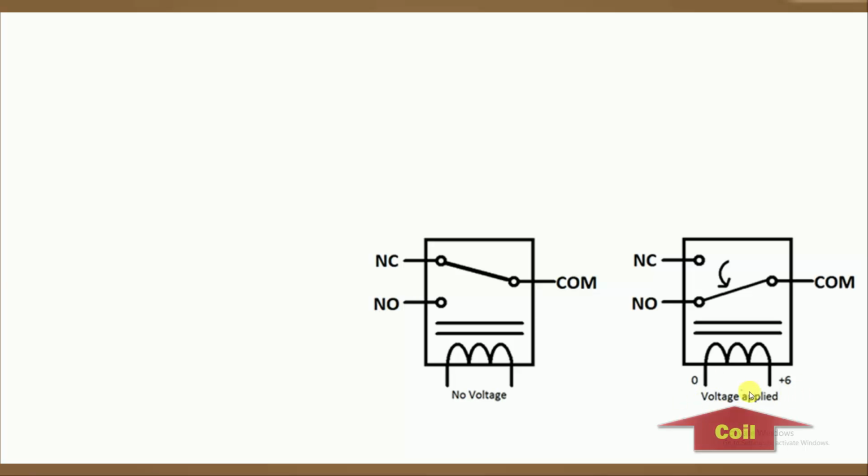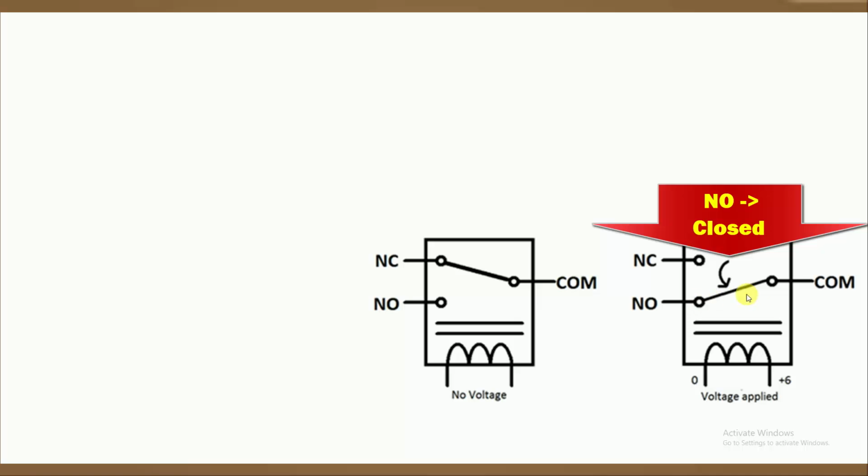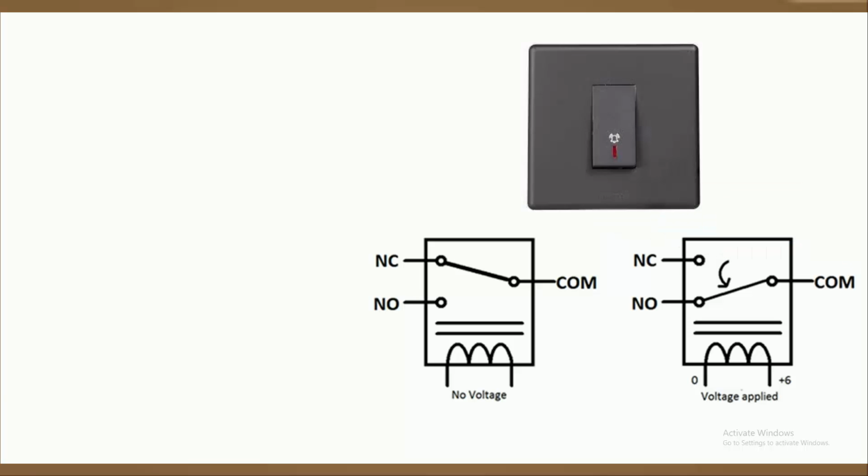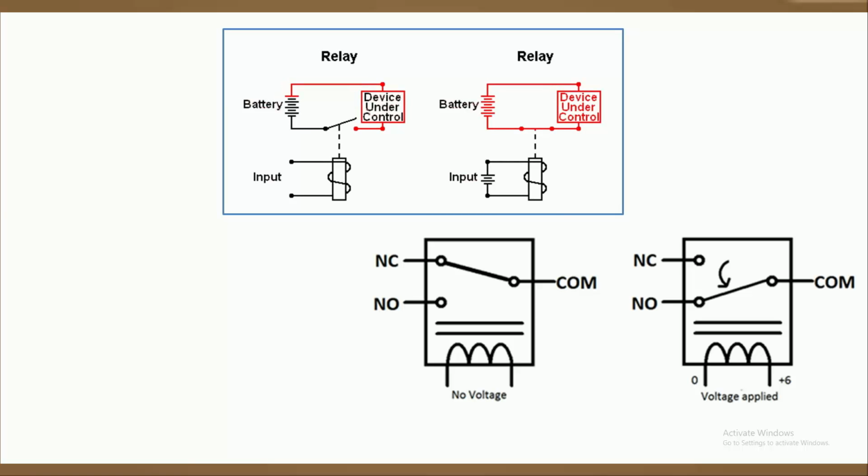Now you can see this common terminal is connected to NC. Now when I energize this coil or voltage is applied to this coil, now this voltage may be 5 volts, 9 volts, 6 volts, 12 volts, it depends upon the relay. This terminal will move from NC to NO and it will complete this circuit and relay will start operating. So it's like a switch. In a normal mechanical switch which is there in our electricity board, we turn it on manually, but here it is turned on electronically. So let's see its working.